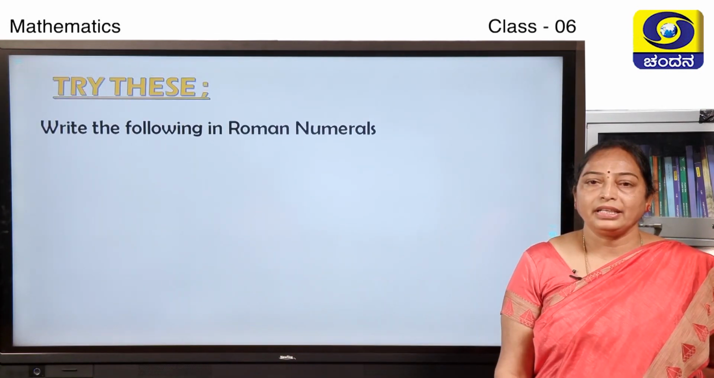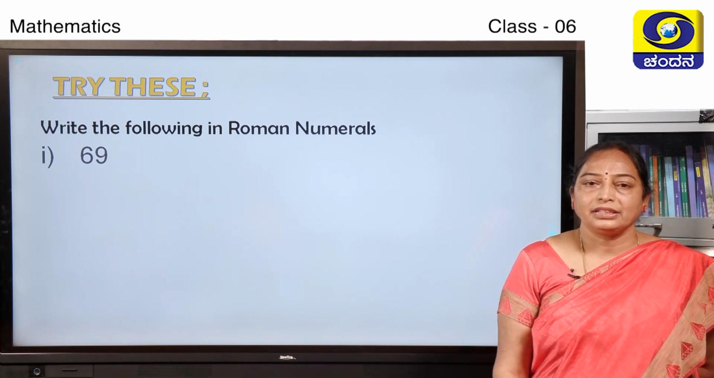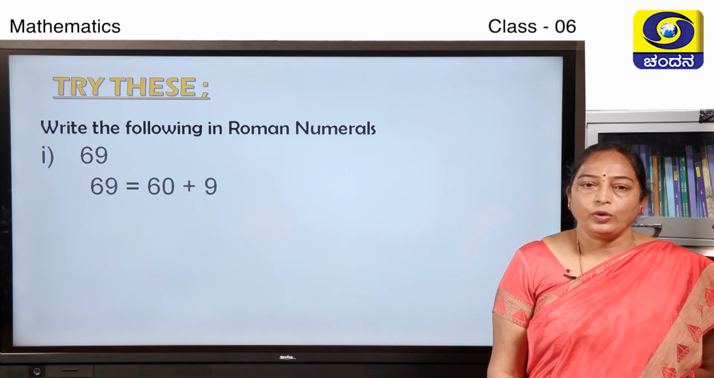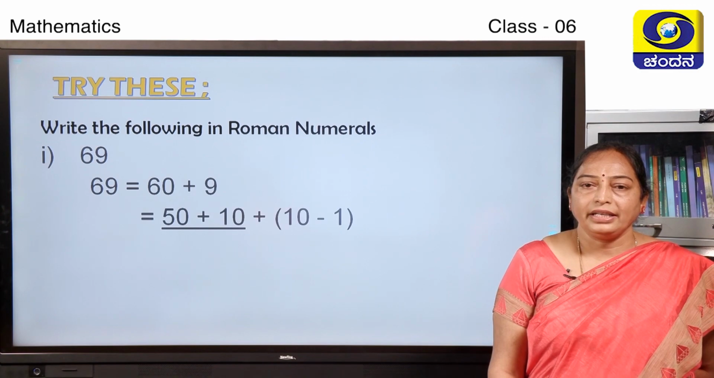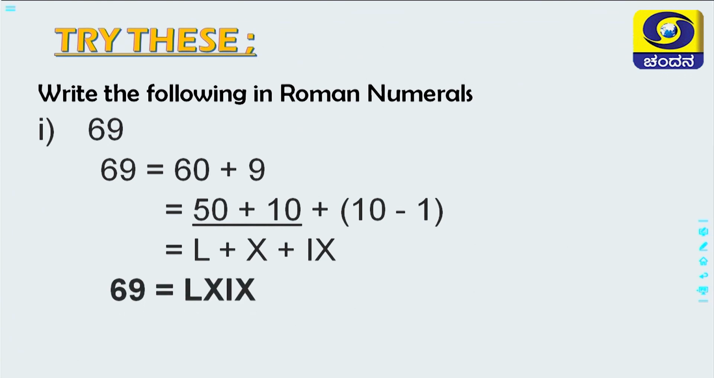Write the following in Roman numerals. First one, 69. 69 can be written as 60 plus 9. How do we write 60? L for 50, X for 10, so LX. 9 is 10 minus 1, which is IX. So 69 is equal to LXIX.